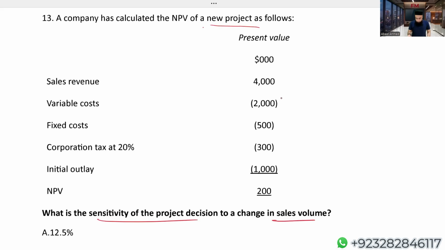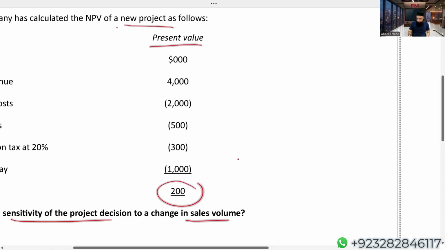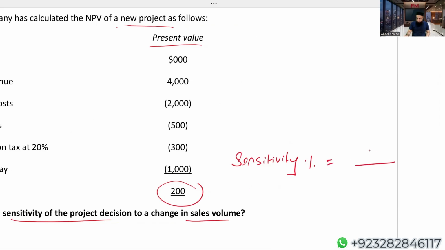A company has calculated the NPV of a new project. Sales, variable cost, fixed cost, corporation tax. So obviously this NPV is of course after tax. Everything is in present value terms, so things are very easy. Simply, sensitivity percentage is equal to, student, NPV is 200, which is after tax. So we divide this by the present value of post-tax contribution.